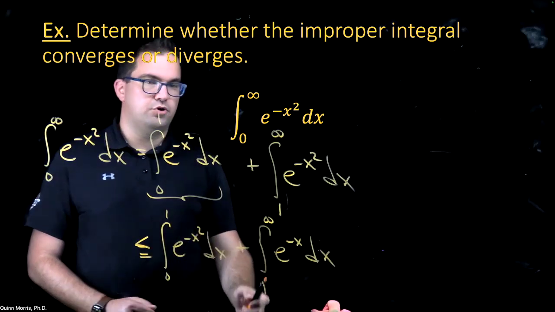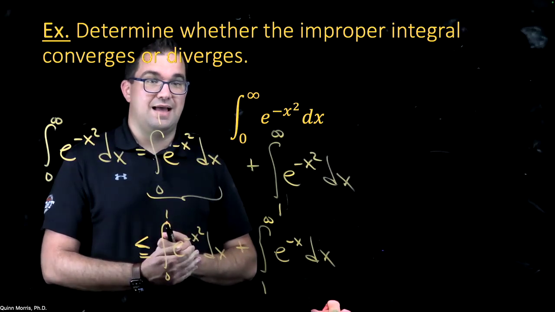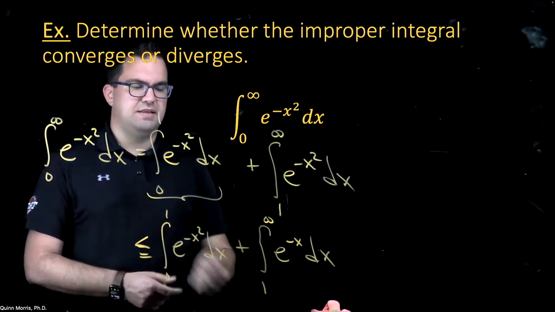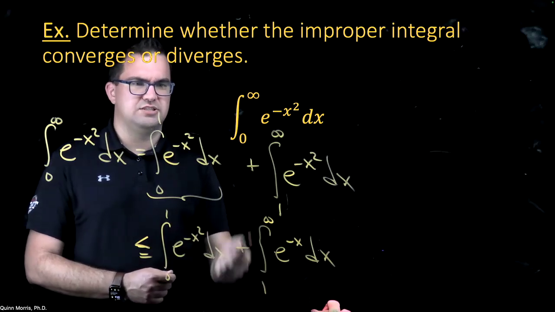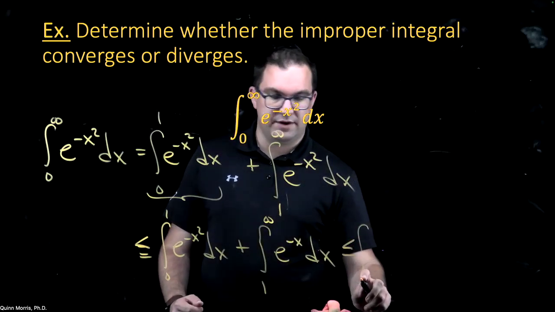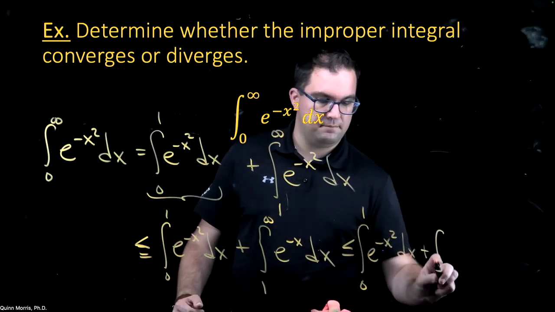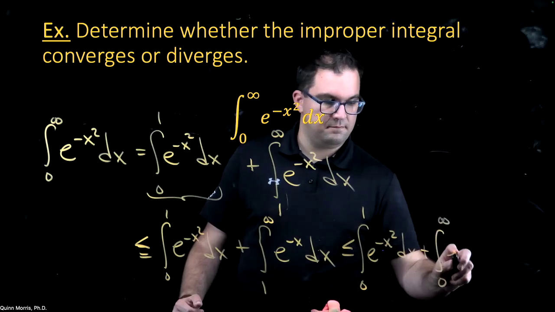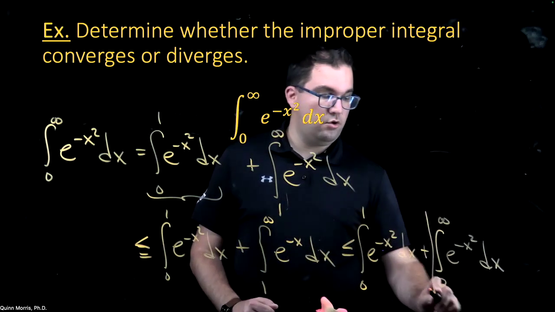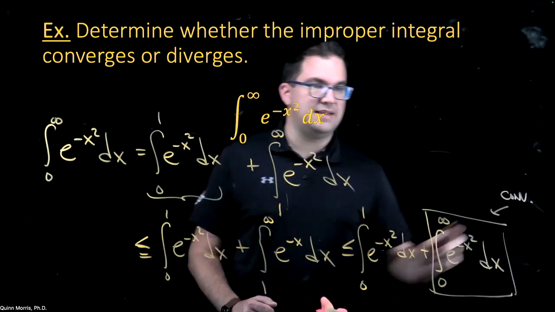Now, my table told me something about the integral from 0 to infinity of e to the minus x. It told me that that converges because my coefficient here is negative. But it didn't say anything about 1 to infinity. It just said 0 to infinity. But this function is positive, and if I add in more, that's only going to make things bigger. And now I know that this integral converges from my table from before.